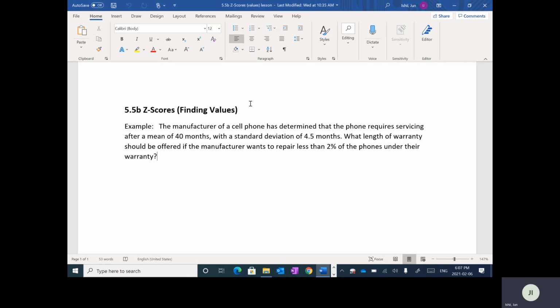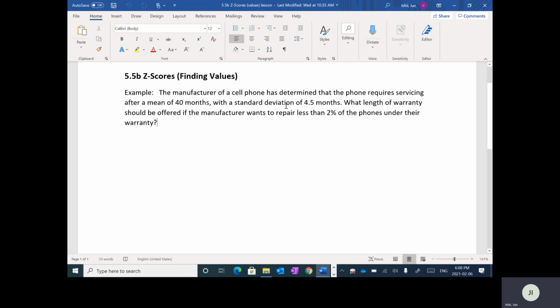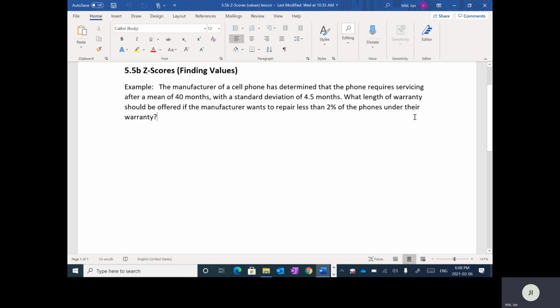The manufacturer of a cell phone has determined that the phone requires servicing after a mean of 40 months, so an average of 40 months, with a standard deviation of 4.5 months. We want to determine what length of warranty should be offered if the manufacturer wants to repair less than 2% of the phones under their warranty. This is a logical, common question that some manufacturers will ask. How should they set their warranty so that they only repair less than 2% of their phones?